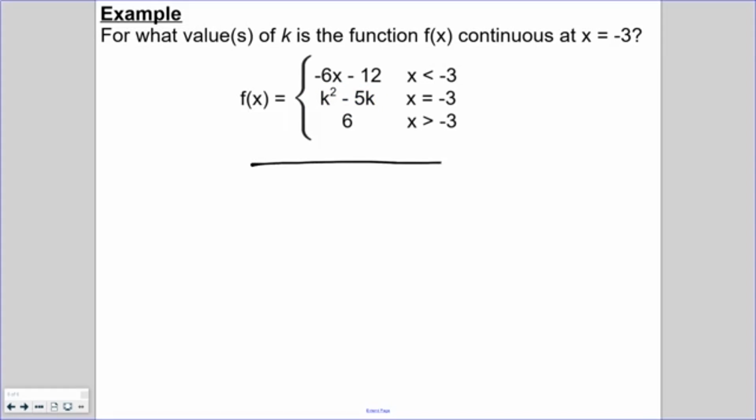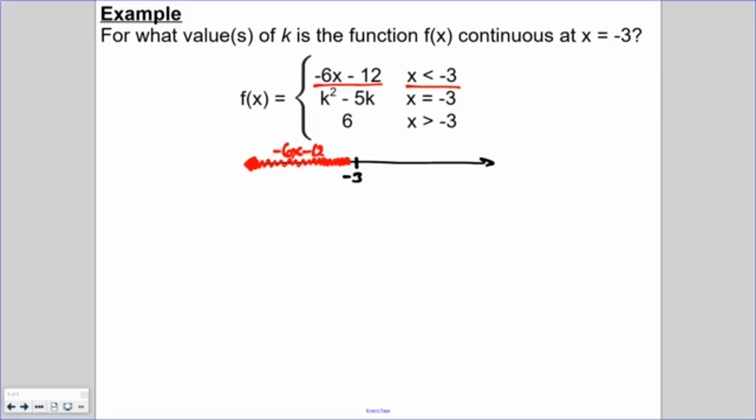We're going to draw the number line, and our a value is -3. So when x is less than -3, we're going to use the function -6x minus 12. So when x is less than -3, we'll shade in that area.